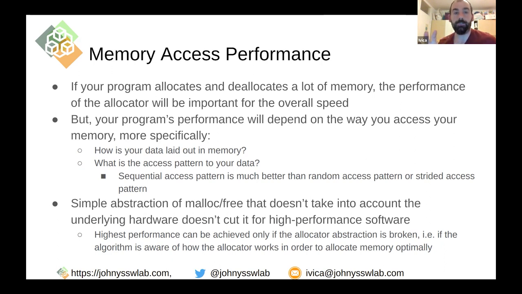Okay. Now, if you're interested in software performance generally, you'll see that the abstractions that people developing software really like sometimes need to be broken. Simple abstractions like malloc and free that don't take the underlying hardware into account don't cut it for high performance software. You can achieve the best performance only if you understand how the allocator works and can fine-tune it so it works best for your own case. And we'll see examples later when you actually do that.